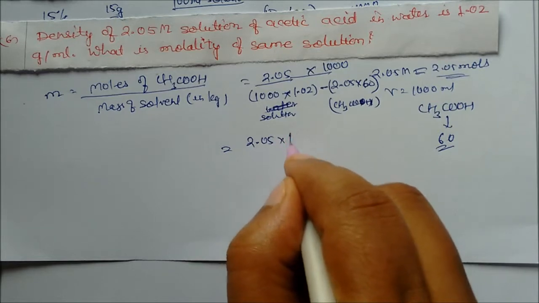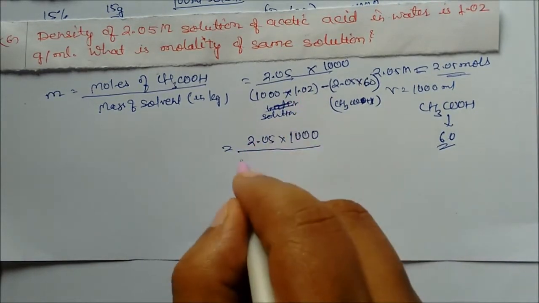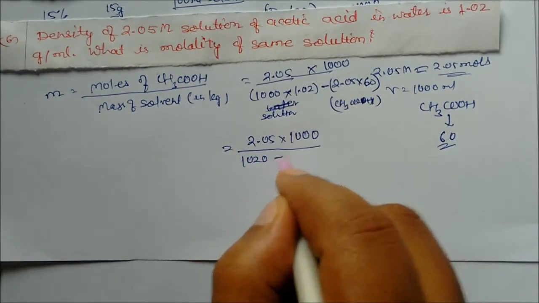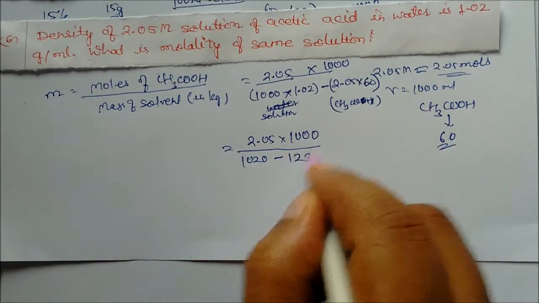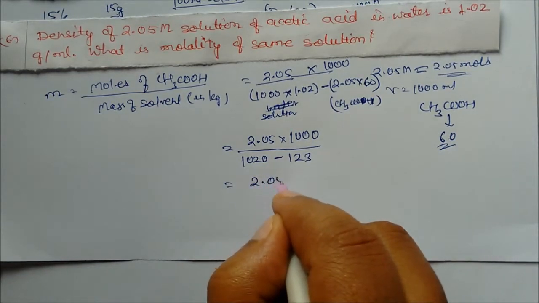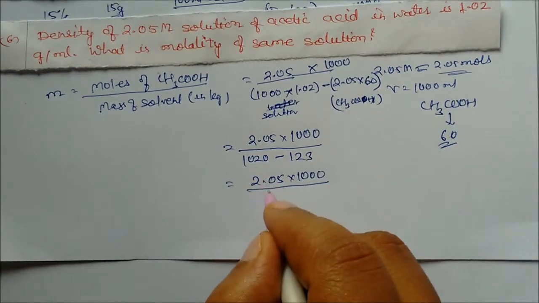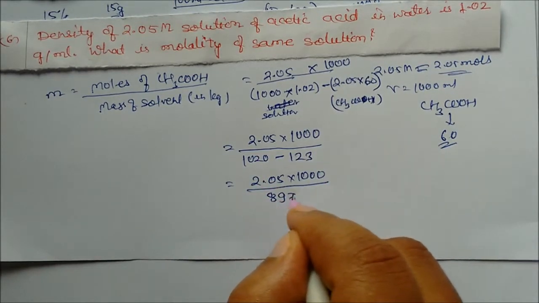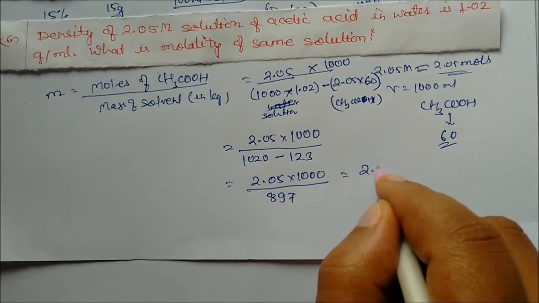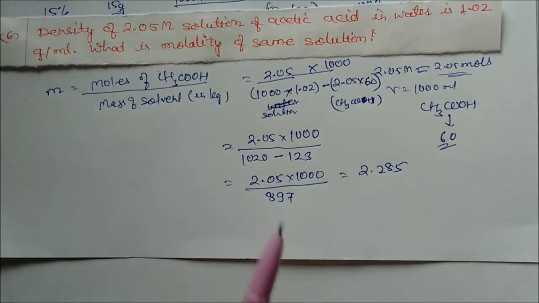2.05 multiplied by 1000 and divide it. This will be your 1020, and minus this is your 123. So you multiply, you will get 123. So again you will get here 2.05 into 1000, and again if you divide it you will get here 897. So on solving you will get here 2.285. So this is the molarity of the solution.